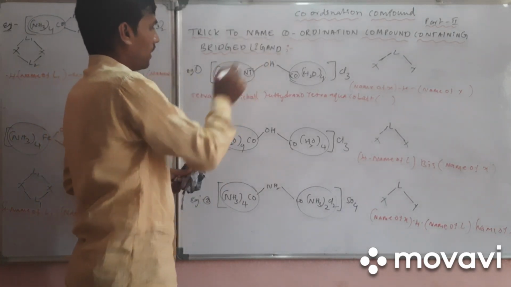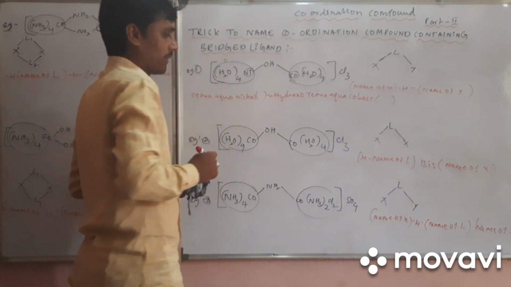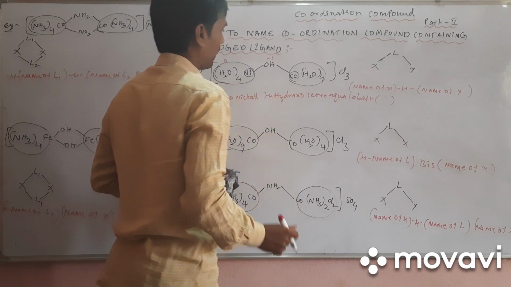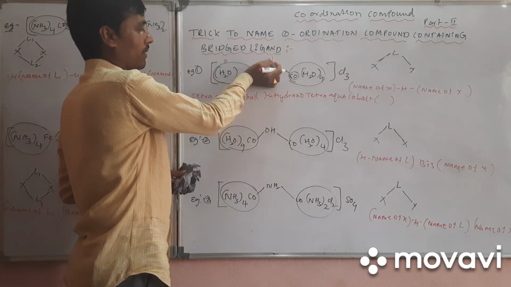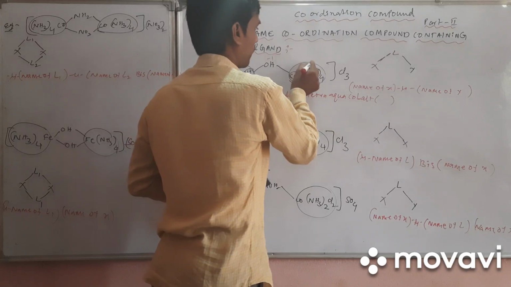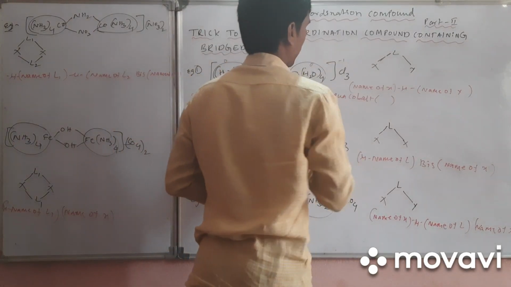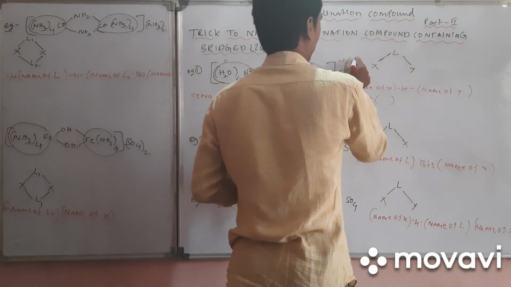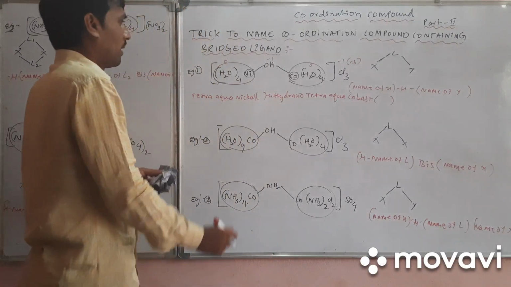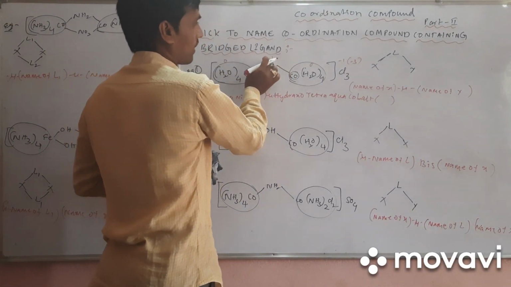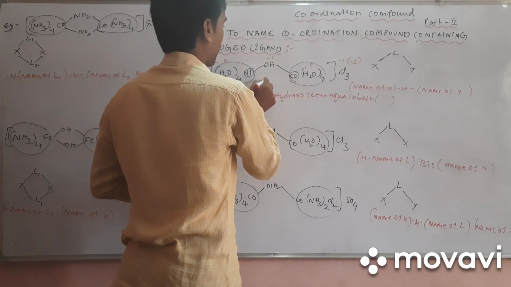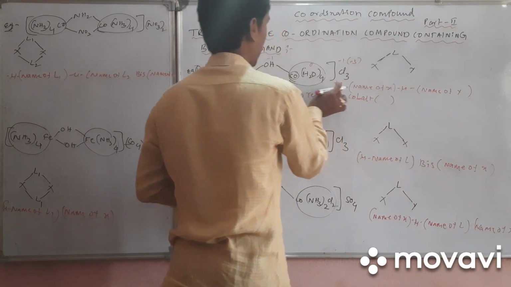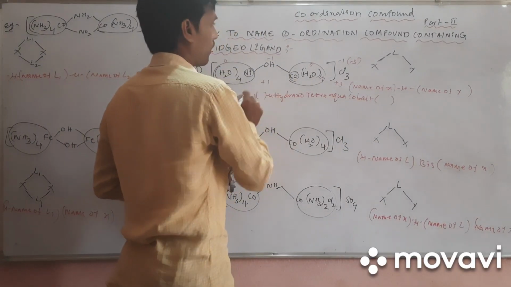This is a neutral ligand, so it is 0. This is a negative monodentate ligand, so it is -1. This one is also a neutral ligand. How many negative ligands are there? Totally 3 ligands, so it is -3. In the calculation part, this goes to +1, this goes to +3, and +3 +1 makes 4.